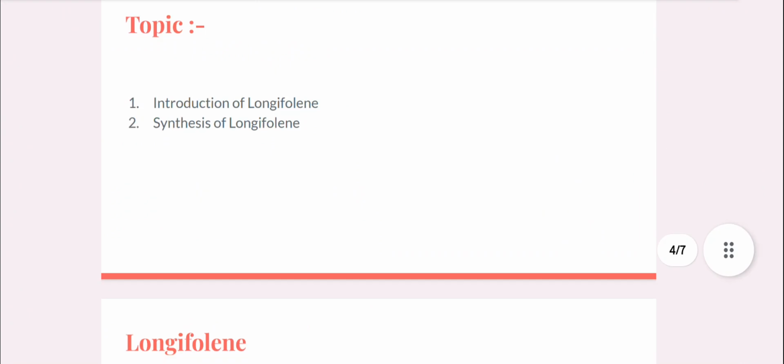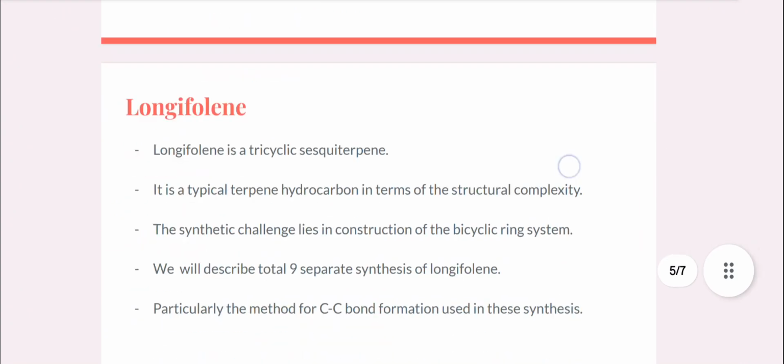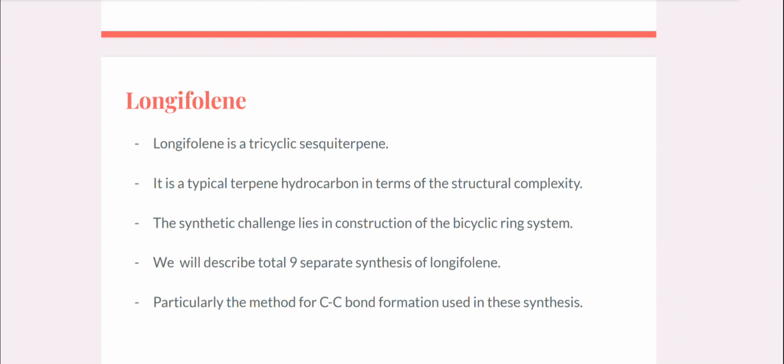So, first we introduce the longifolene molecule. Longifolene is a tricyclic sesquiterpene molecule. It is a typical terpene hydrocarbon in terms of structural complexity. The synthetic challenge lies in construction of the bicyclic ring system. We will describe a total of 9 separate syntheses of longifolene, particularly the methods of carbon-carbon bond formation used in these syntheses.